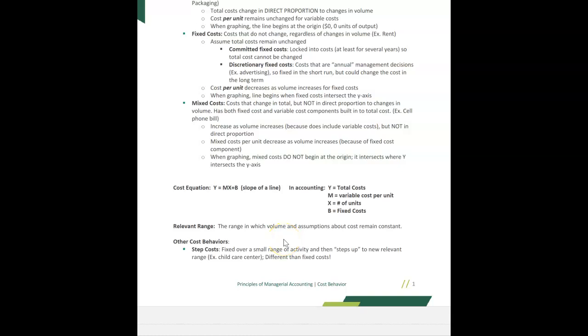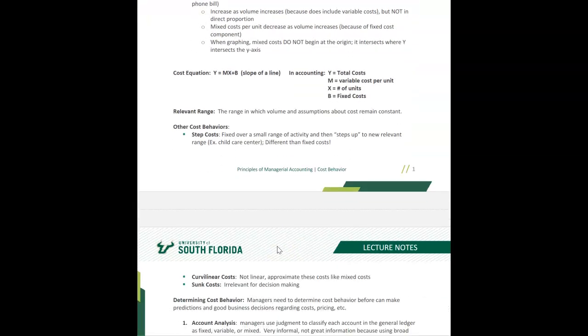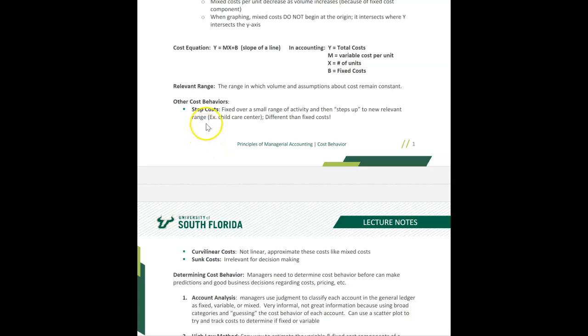That's the relevant range. So other cost behaviors that we've got, a few other ones in here. We've got step costs. You should be able to visualize this or to draw it, but it's a fixed cost over a small range of activity. Then it steps up to a new range.